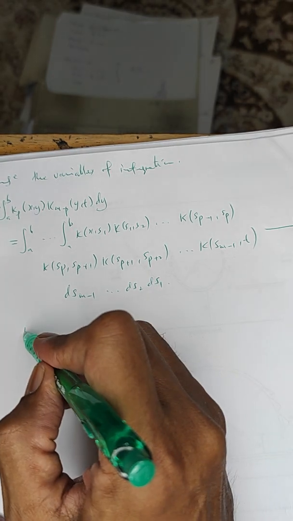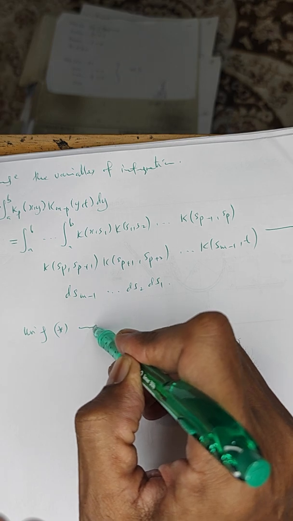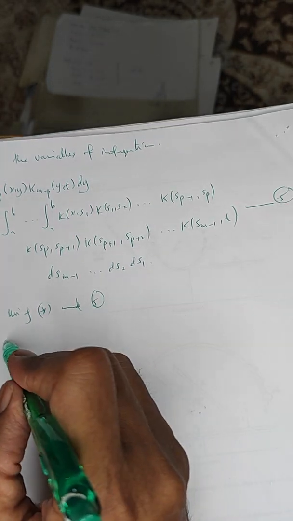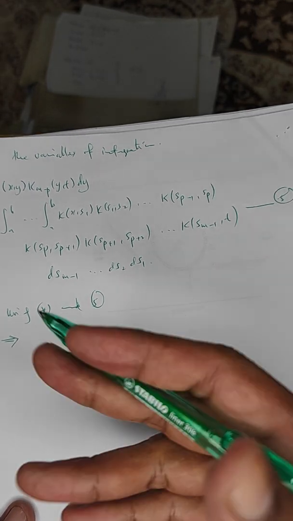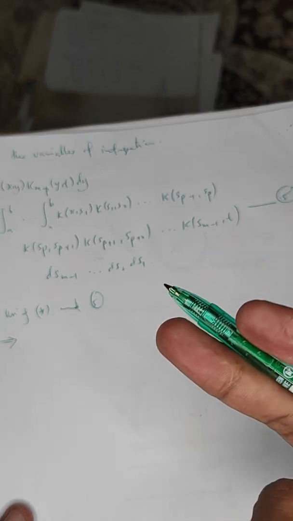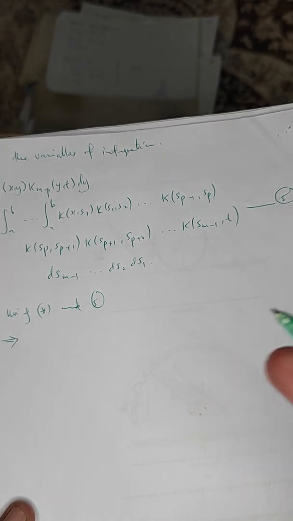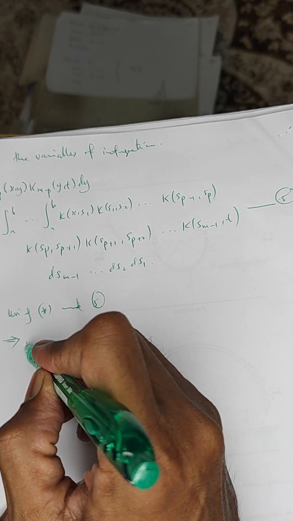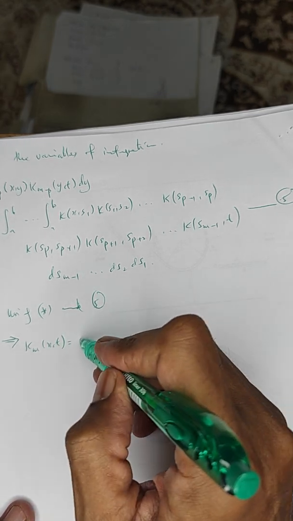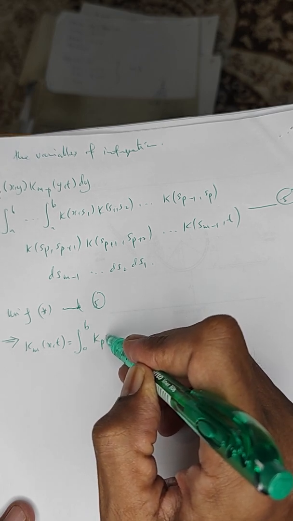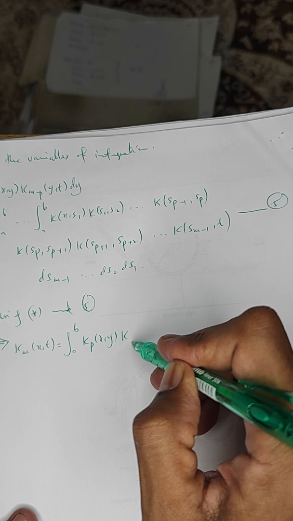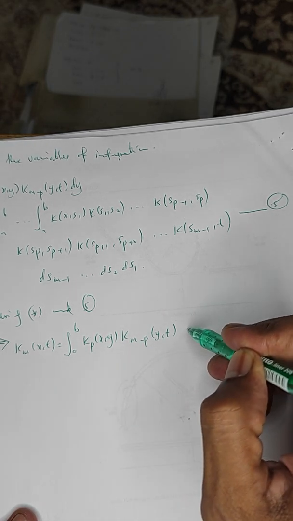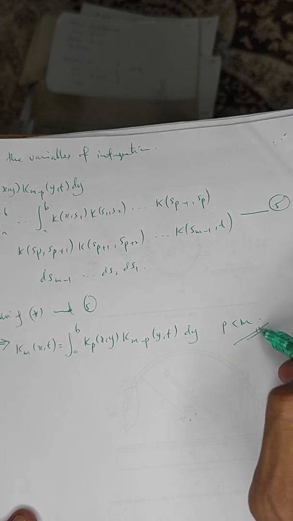So then using star and those 5, you need to look at this very carefully, because the process of changing from K to K1, K1 to K2 until Km minus 1, Km minus 2 up to Kp minus 1, Kp and so on and so forth, the process is just the same. You need to repeat the same process again and again. So we end up with Km(x,t) equal to the integral of Kp(x,y) Km minus p(y,t) dy for p less than m. So that's our proof.